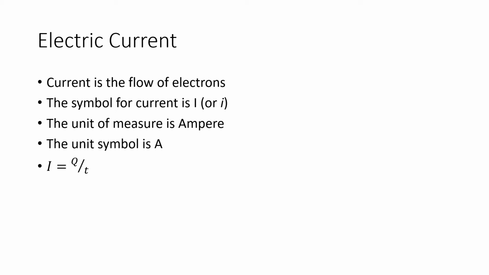Mathematically, current equals charge over time. 1 ampere of current flows between 2 points when 1 coulomb of charge exists. 1 ampere of current flows when 1 coulomb of charge passes a point in 1 second.